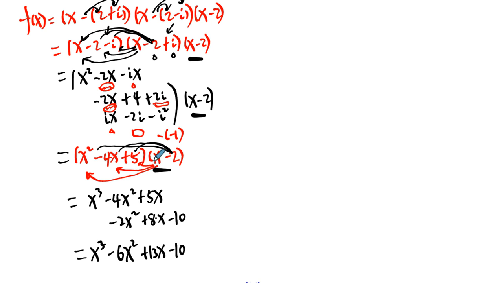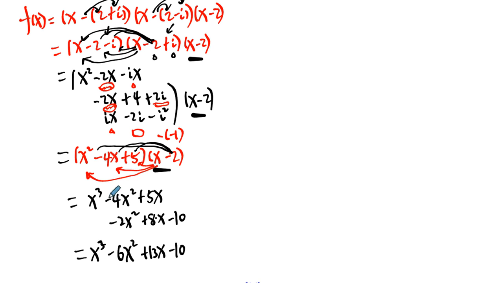Do the same thing for x times every term here. X times x squared, x cubed. X times negative 4x, negative 4x squared. X times 5, 5x. Negative 2 times every term here. Negative 2 times x squared, negative 2x squared. Negative 2 times negative 4x, positive 8x. Negative 2 times positive 5, negative 10.